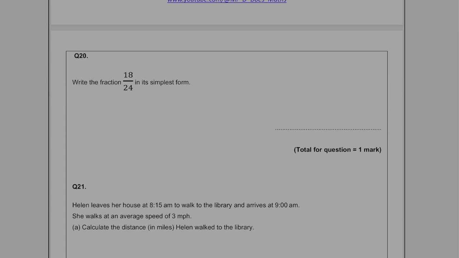Question 20. Write the fraction 18 out of 24 in its simplest form. So both those numbers are going to have sixes in common. So if I divide the top and bottom by 6, that's going to give me 3 out of 24 divided by 6 is going to give me 4. So I'm looking at 3 over 4.